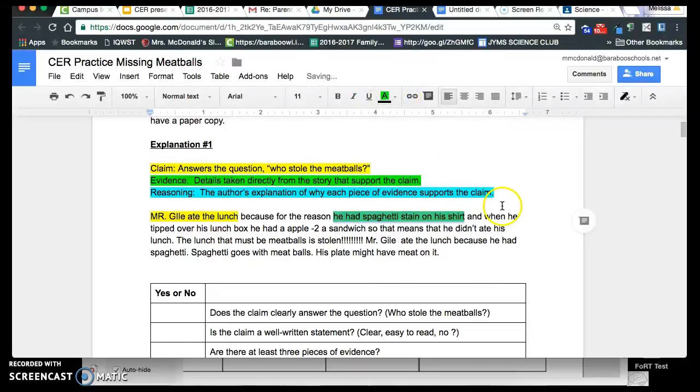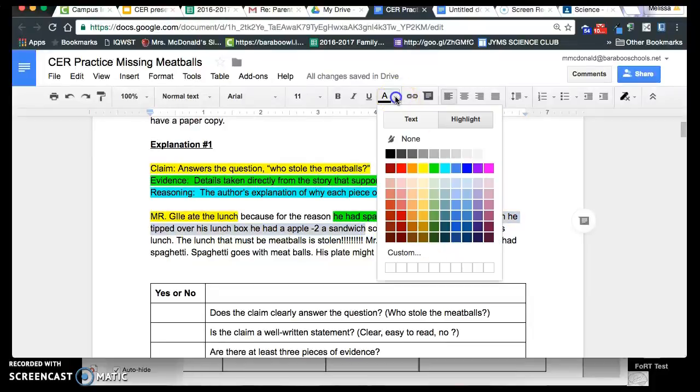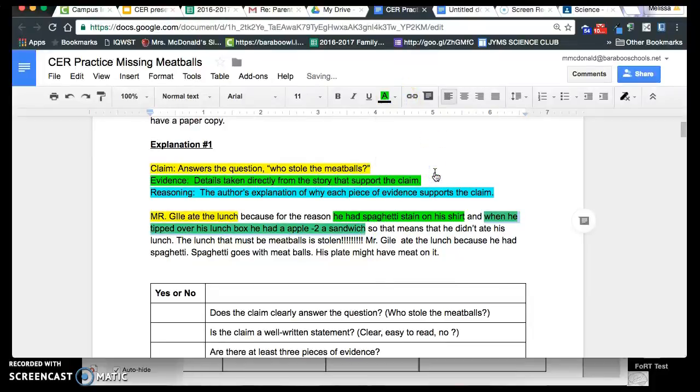So I'm going to highlight that green. And when he tipped over his lunchbox, he had an apple and a sandwich. That was also in the story, so I'm going to highlight that green. And then I'm not seeing anything else that I really recognize as evidence. So I'm noticing they probably only have 2 pieces of evidence.